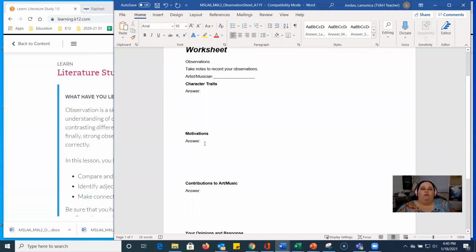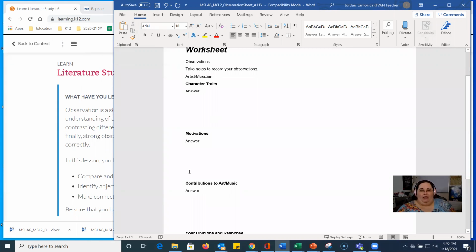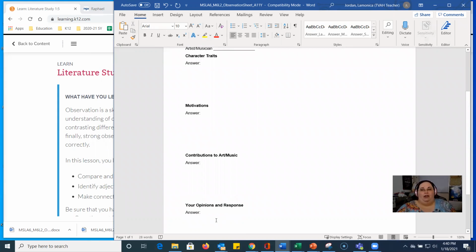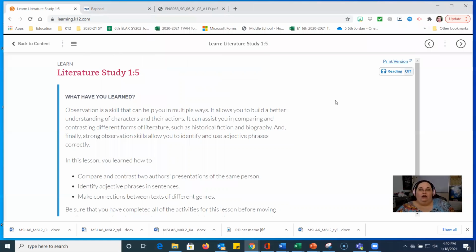Motivations, what motivates them? And what are their contributions to their art, to literature, to art, to music, whatever. And then put your opinion. What is your personal opinion after reading all these things about the person? What is your opinion of that person? So make yours look, model it after what the other person put. Okay? You do not have to turn that into me, but keep it for your notes because it's going to come back up for the quiz.